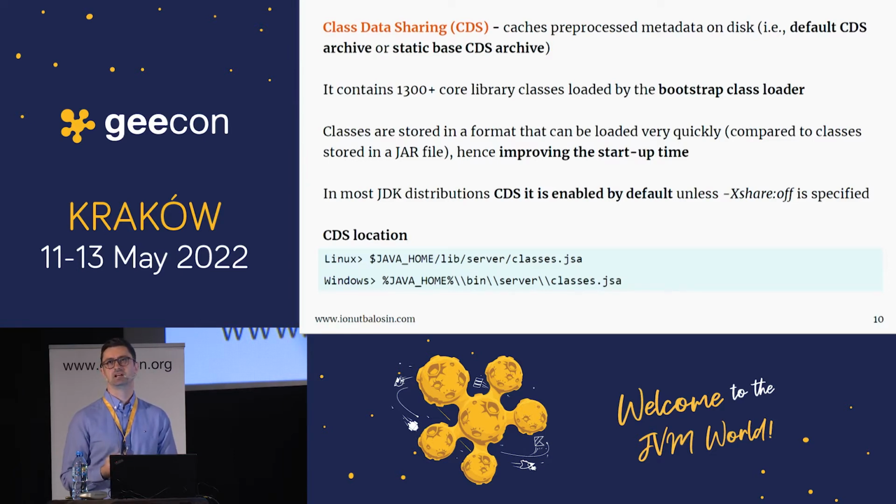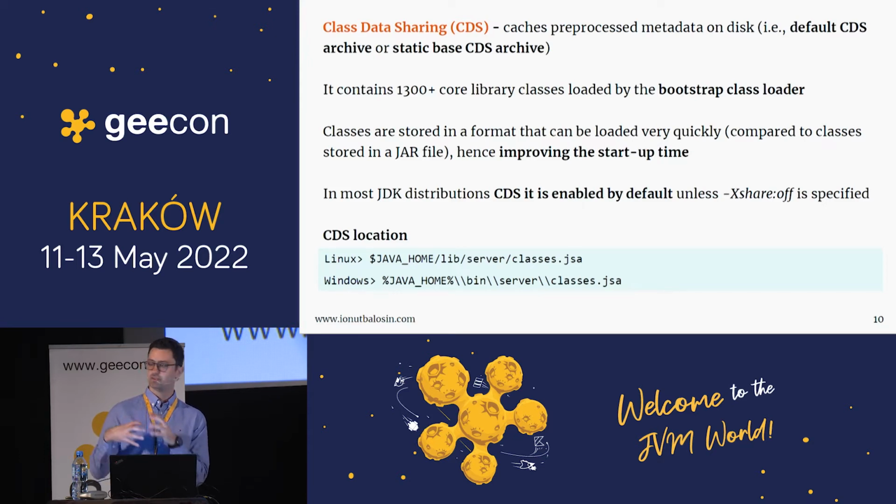For example, this archive, the CDS archive, contains only core classes which are used basically by most applications. In a nutshell, there are classes from java.util, java.lang, java.io, and so on. These classes are loaded by the Bootstrap class loader. For example, in JDK 17, there are around 1,300 such classes, as you can see here. And these are basically dumped, included in the archive.